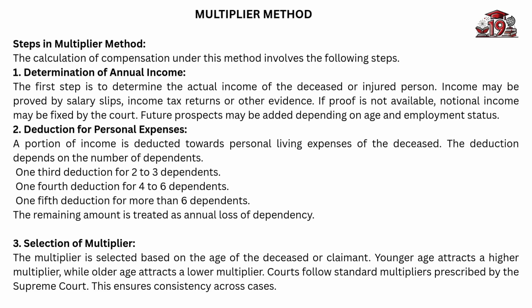Deduction for personal expenses. A portion of income is deducted towards personal living expenses of the deceased. The deduction depends on the number of dependents. 1/3 deduction for 2 to 3 dependents. 1/4 deduction for 4 to 6 dependents. 1/5 deduction for more than 6 dependents. The remaining amount is treated as annual loss of dependency.